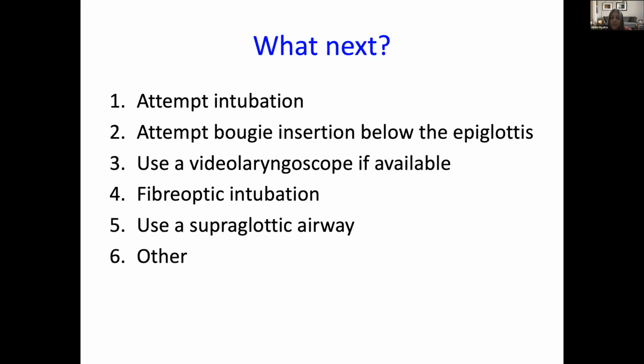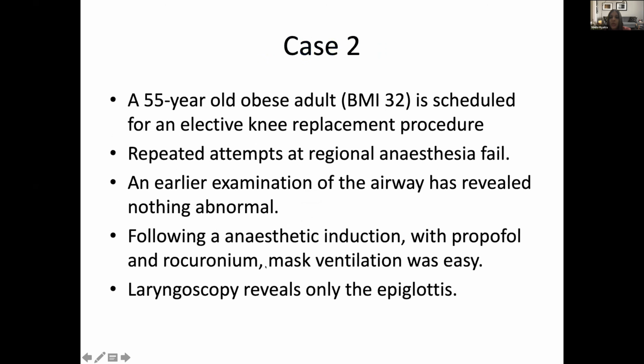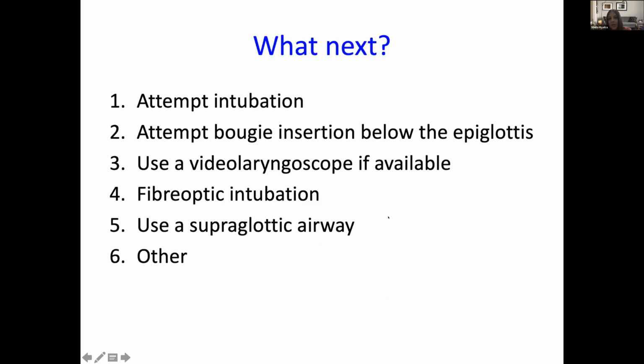Now remember, this is a different setting. You are able to mask ventilate. Mask ventilation is easy. So remember, you can oxygenate this patient, not a worry. Your view is very poor. So you can optimize your view using a video laryngoscope, of course, if available. Blind bougie insertion is not recommended.